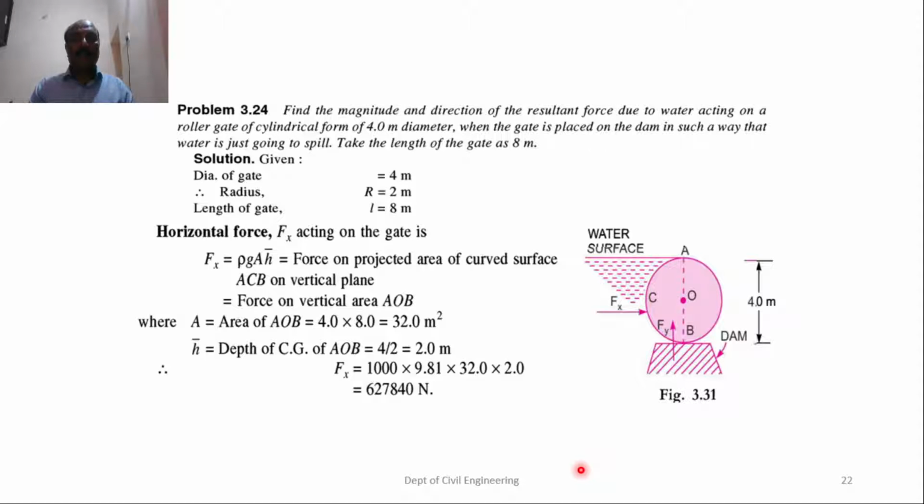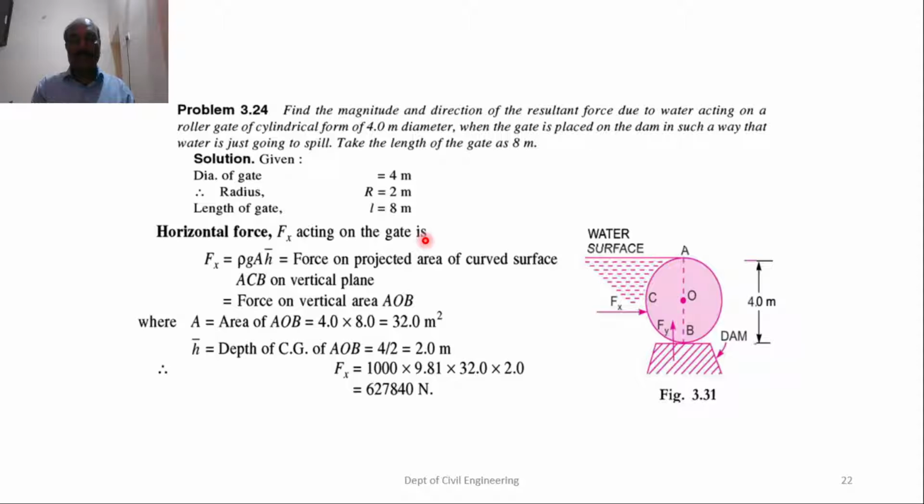Here is another example: find the magnitude and direction of the resultant force due to water acting on a roller gate. This is a rolling gate of cylindrical form of 4 meter diameter, placed on the dam in such a way that water is just going to spill. Take the length of the gate as 8 meter. So the diameter of the gate is 4 meter, the radius is 2 meter, and the length of the gate is 8 meter.